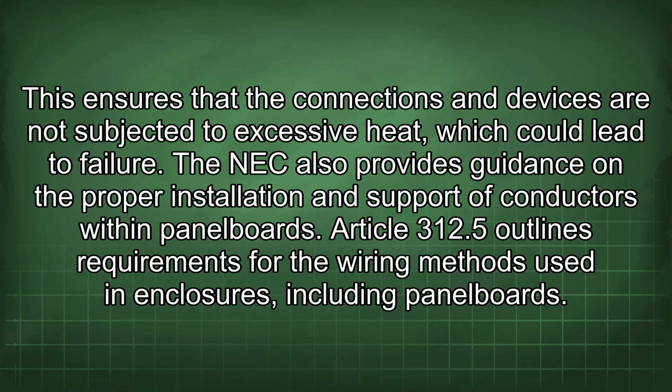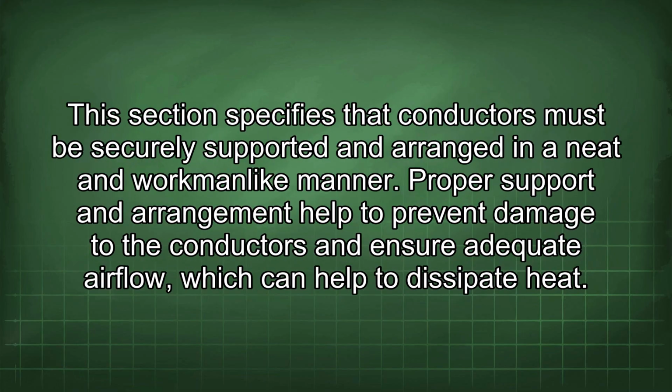This ensures that the connections and devices are not subjected to excessive heat, which could lead to failure. The NEC also provides guidance on the proper installation and support of conductors within panelboards. Article 312.5 outlines requirements for the wiring methods used in enclosures, including panelboards. This section specifies that conductors must be securely supported and arranged in a neat and workmanlike manner. Proper support and arrangement help to prevent damage to the conductors and ensure adequate airflow, which can help to dissipate heat.